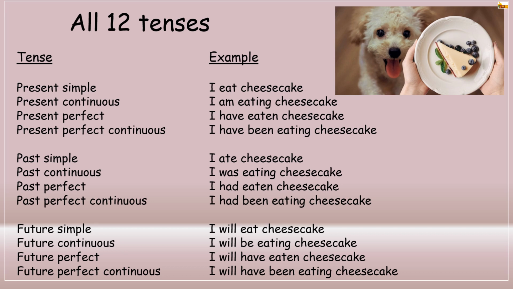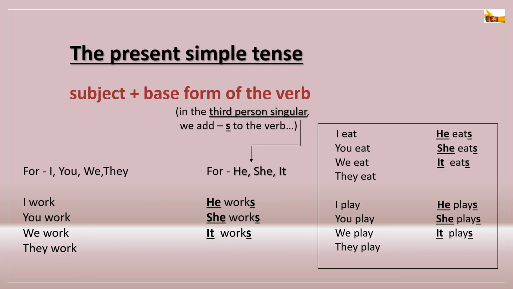Now let's look a little more closely, starting with the present tenses, the first tense that you learn in English. The present simple tense. Like its name, it's fairly simple. The structure of the present simple is subject plus base form of the verb, except in the third person singular. In the third person singular, we add an S to the verb.